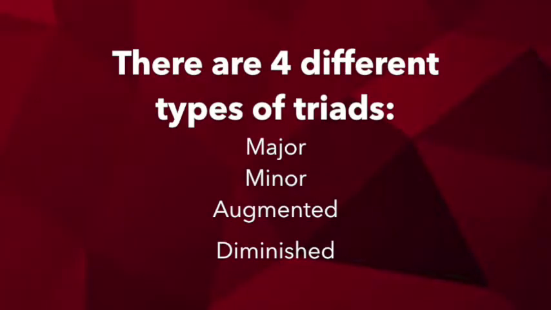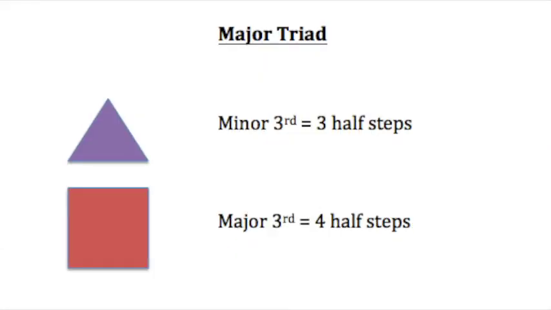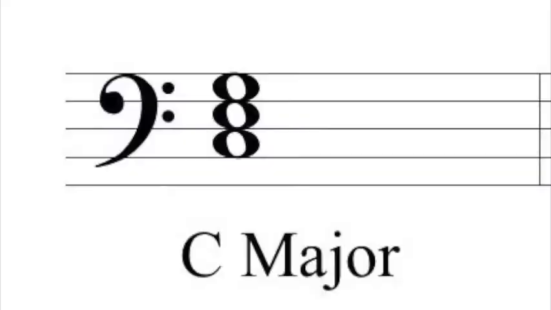There are 4 different kinds of triads: major triad, minor triad, augmented triad, and diminished triad. A major triad is created by writing a major third and then placing a minor third on top of it. For example, to write a C major triad, you will write C and then go up 4 half steps for the major third, and that will bring you to E natural, and then you will go up 3 more half steps to create a minor third on top. That's going to be G.